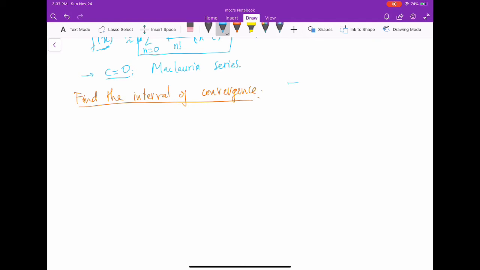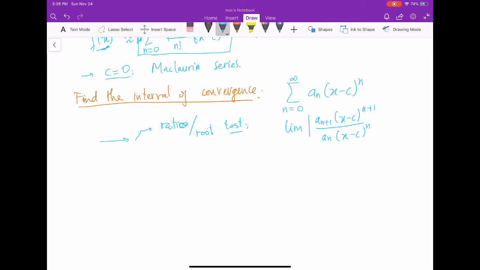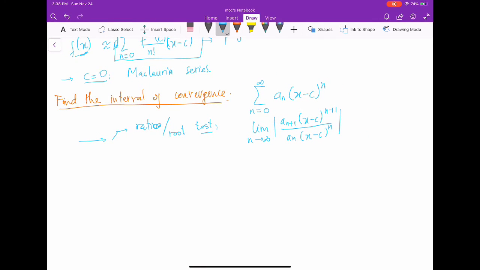Let's consider a general series, the sum of a_n (x minus c)^n, from n equals 0 to infinity. In order to find the interval of convergence, we need to do some steps. The first step, we need to use the ratio or root test. What does it mean? You have to consider the limit of the absolute value of a_(n+1) (x minus c)^(n+1) over a_n (x minus c)^n, as n approaches infinity. That is the ratio test.